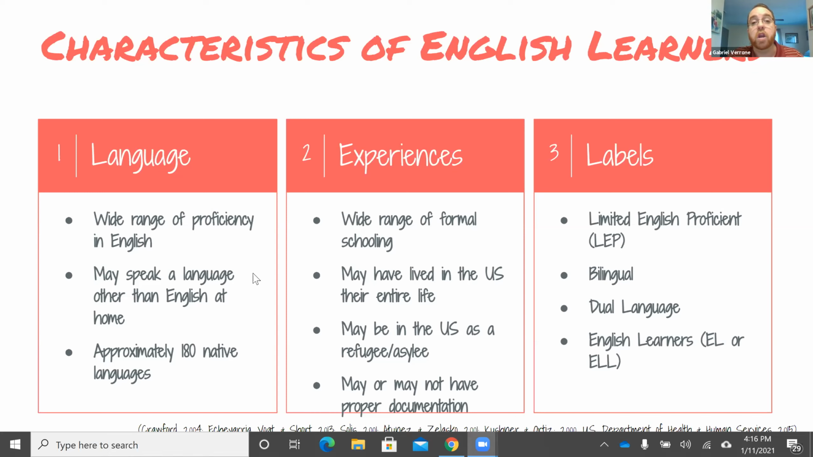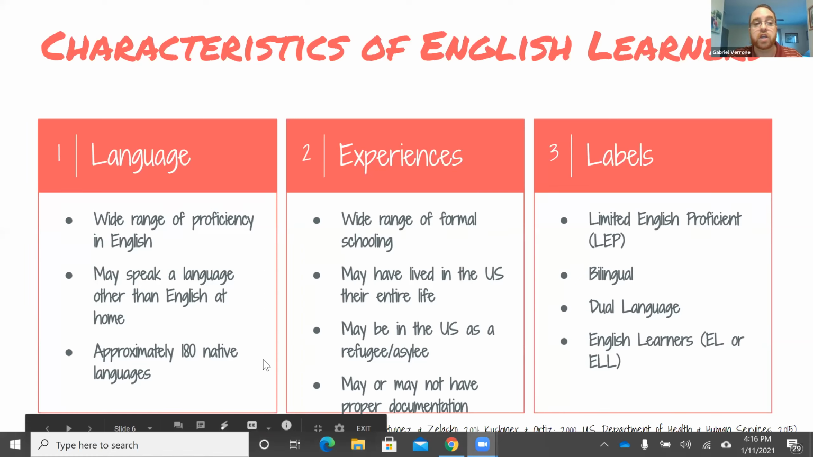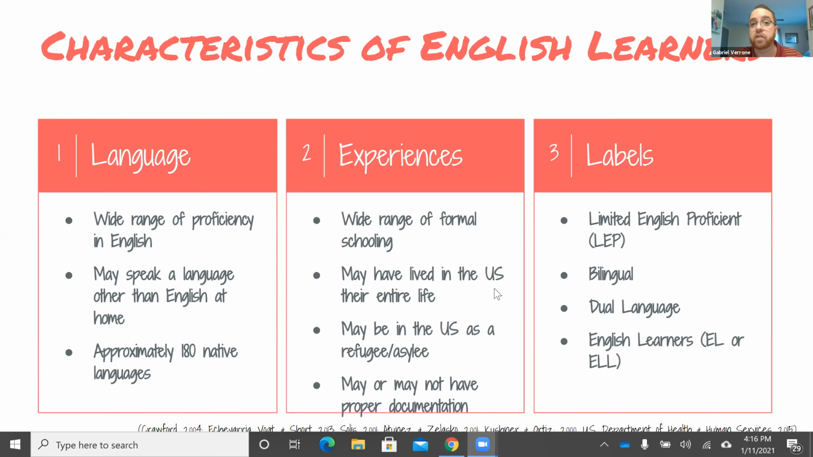Some of them speak more than one language, but some of them, even though they are English learners, may only speak English at home. Their parents may speak a foreign language, but maybe they don't. In our region, we have approximately 180 native languages. They also have a wide range of formal schooling. Just like they may not necessarily speak a second language, they may have lived in the United States their entire life. They may be here as a refugee or an asylee.